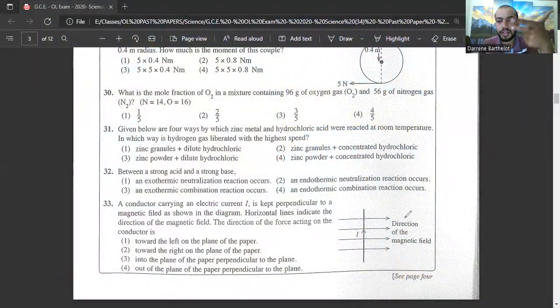So place your index finger in the direction of the magnetic field, and then place your middle finger in the direction of current. So you can see that the thumb moves into the paper, right? So the answer should be the third one, into the plane of the paper, perpendicular to the paper.